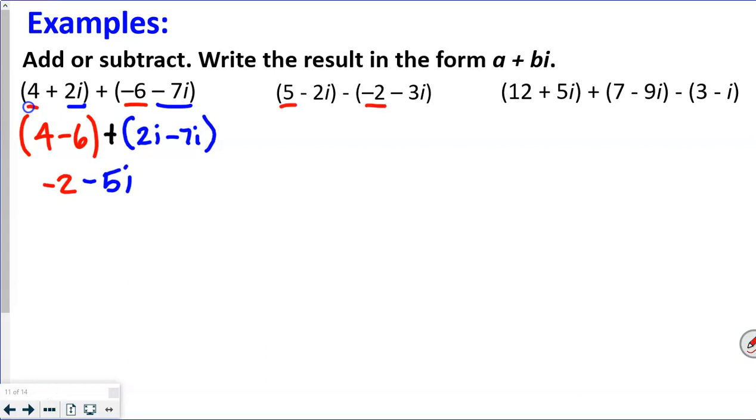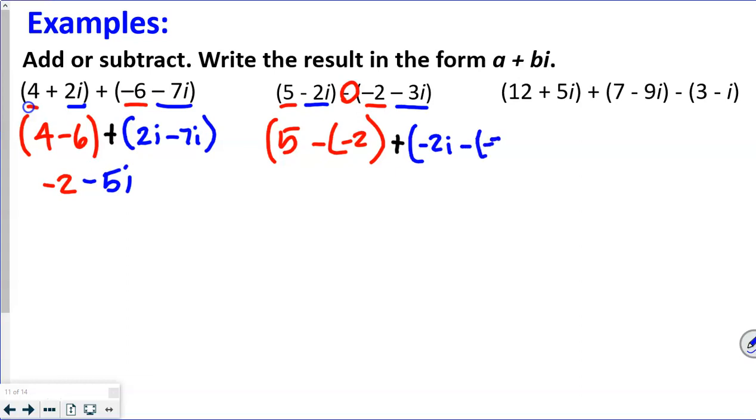So here again, 5, and this time we got a minus. Y'all see that? So we're going to do 5 minus a minus 2. And I like to put this stuff in parentheses so I can keep it together. Okay? And then I'm going to do the imaginary parts. And remember, we're subtracting this time. So we're going to do minus 2i minus a minus 3i.